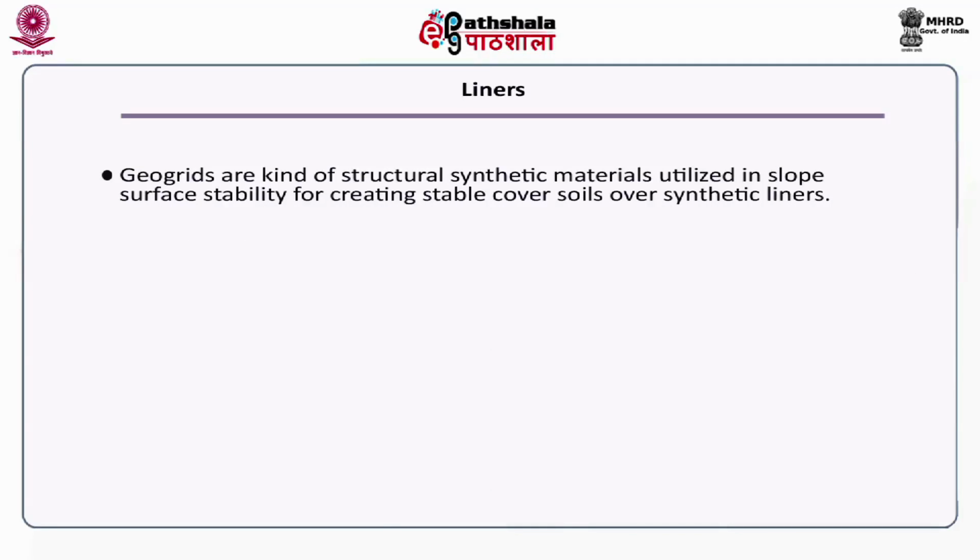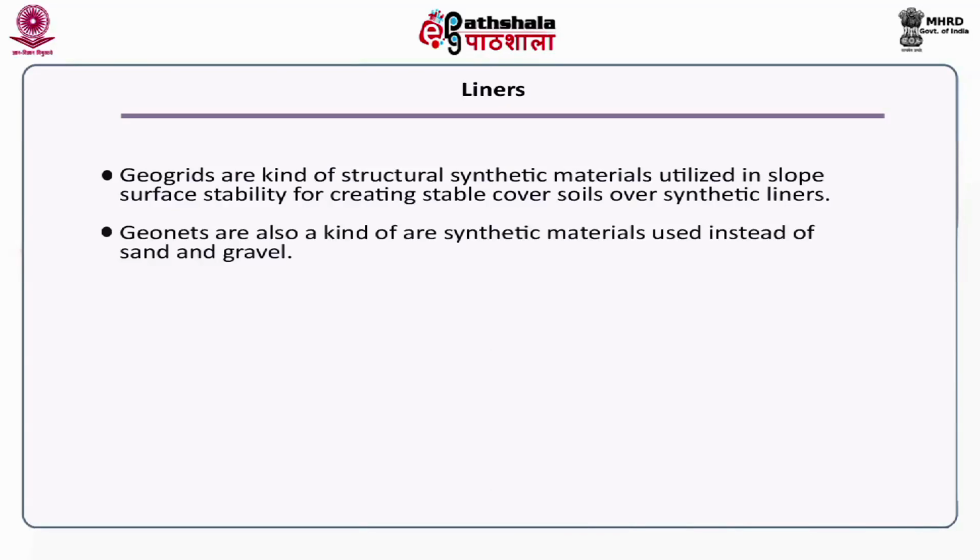Geogrids are a kind of structural synthetic material utilized in slope surfaces to maintain stability and create a stable cover soil over the synthetic liners. The next type, geonets, are a kind of synthetic material which is generally used instead of sand and gravel. That means it has a little greater pore size.